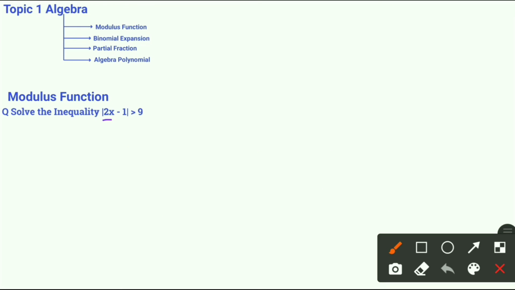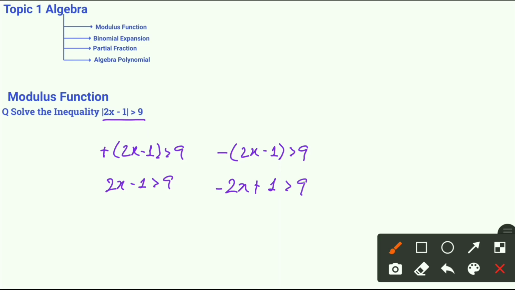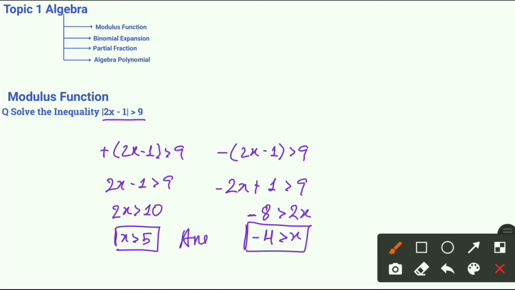We have another question. It's the same thing: the input could be positive or negative. So 2x minus 1 greater than 9, or minus 2x plus 1 greater than 9. If 1 goes to the right side, then 2x is greater than 10. Again, for the other, the 9 comes to the left, so it's going to be minus 8 greater than 2x. So x is greater than 5 and x is less than minus 4. These are the answers.